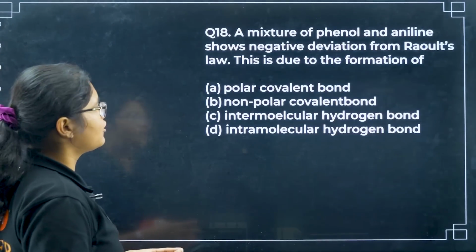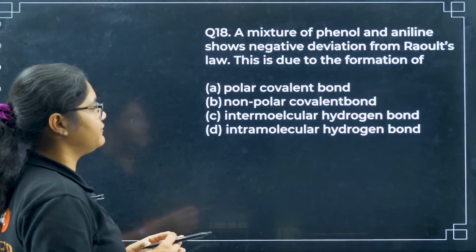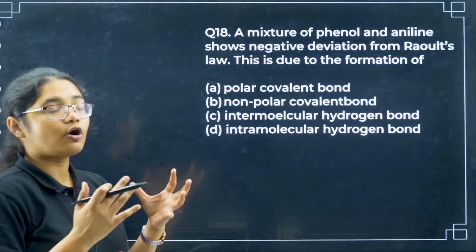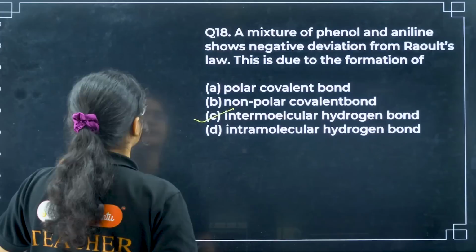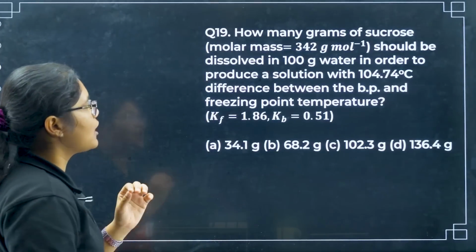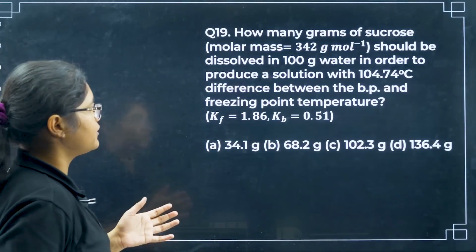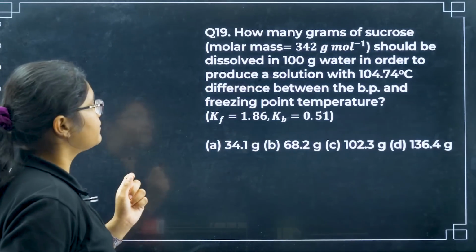A mixture of phenol and aniline shows a negative deviation, and that is due to they form intermolecular hydrogen bonding, option number C.